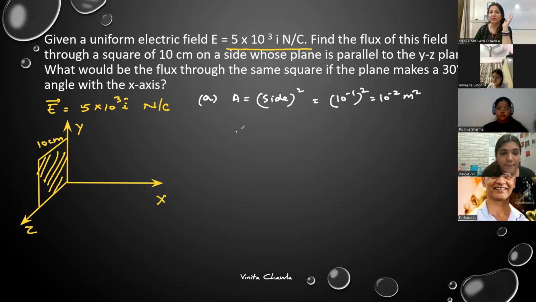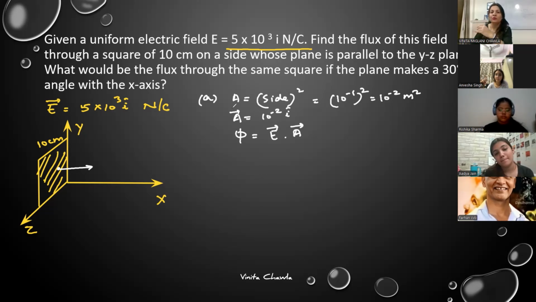Because in electric flux what do we do? We take the dot product of the electric field intensity vector and the area vector. So what is the direction of this area vector? What will be the direction of the area vector, beta? Perpendicular to the area, right? So if you want to write the area vector in vector form, then you are supposed to write like this: 10 to the power minus 2 I cap, because it is parallel to the YZ plane, so its direction will be perpendicular to the area. So perpendicular to the YZ plane will be the x axis, right?